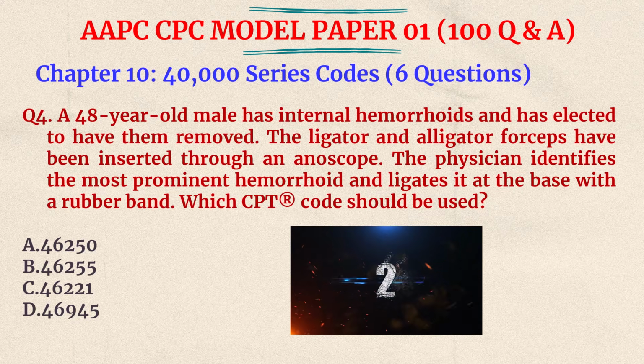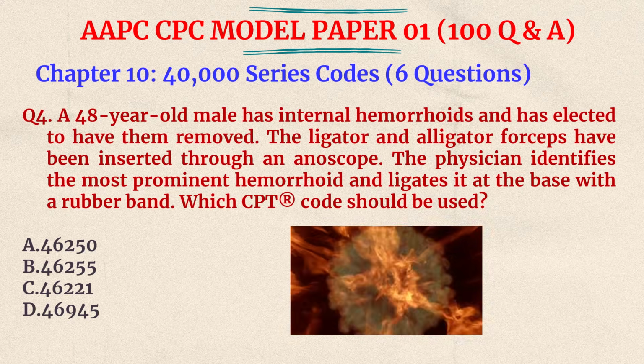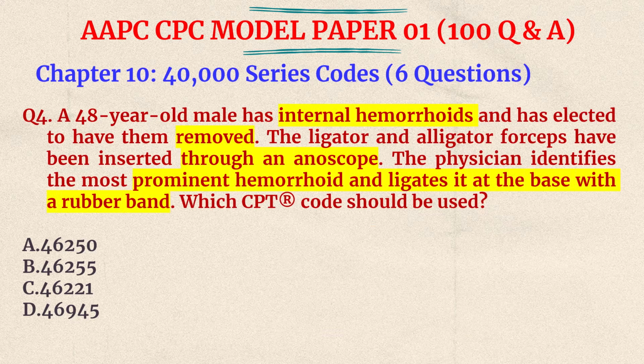3, 2, 1. Okay, in this case, you have to highlight this is the internal hemorrhoids removal through an anoscope. The prominent hemorrhoid is ligated at the base with the rubber band. When you see the answers, all answers are in the 46000 series. They are 46250, 46255, 46221 and 46945. So you can use the elimination method to find the answer quickly. So let's go directly to the codes.